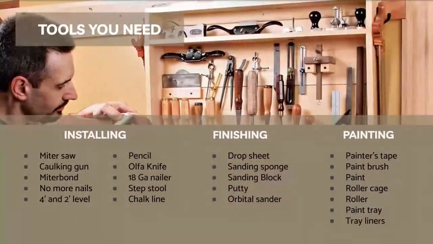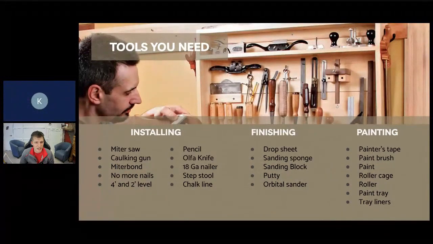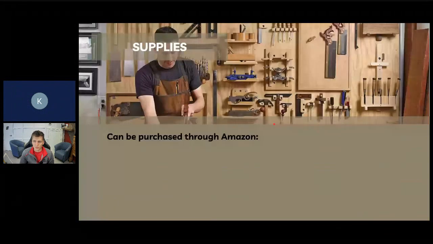Oh, hang on, let me show you the slide. Okay, so we have finishing: drop sheet, sanding sponge, sanding block, putty, orbital sander. Painting, you're going to want some painter's tape, the brush, paint, roller cage, roller, paint tray liners. So how much experience do we have painting in the group here? You can comment if you have some experience painting, if you're more confident painting than you are installing, or if maybe it's the same between both. In any case, we'll go over those details as well.